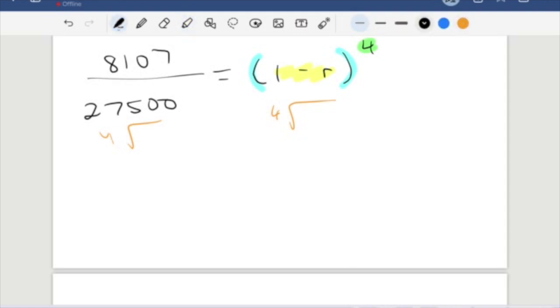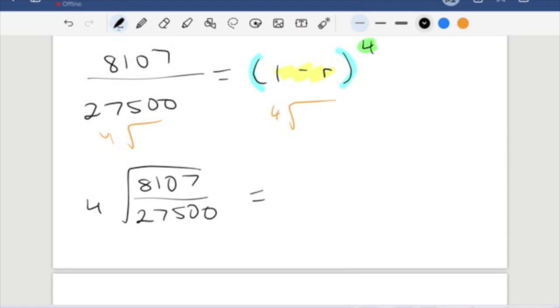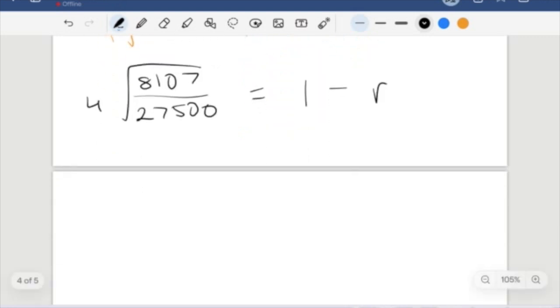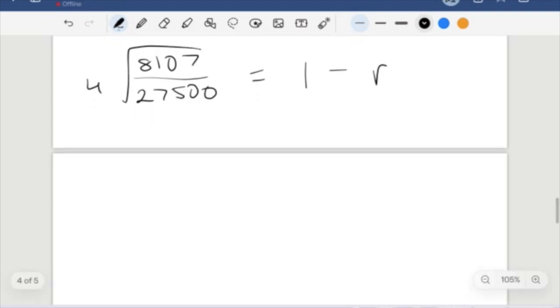So what that gives us is the fourth root of 8,107 divided by 27,500 equals, and now this thing cancels out taking it to the power of 4. This just gives me 1 minus r. Okay, so this looks a little bit daunting, but right now we're really at the home stretch. So I'm trying to get r on its own. So what I might do is I might add r to both sides here.